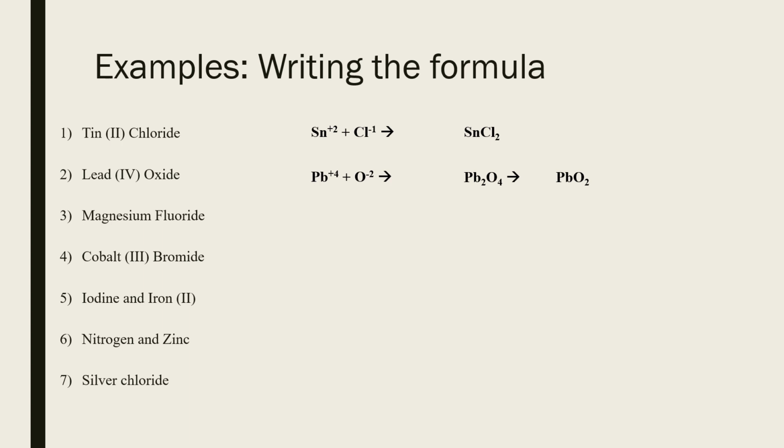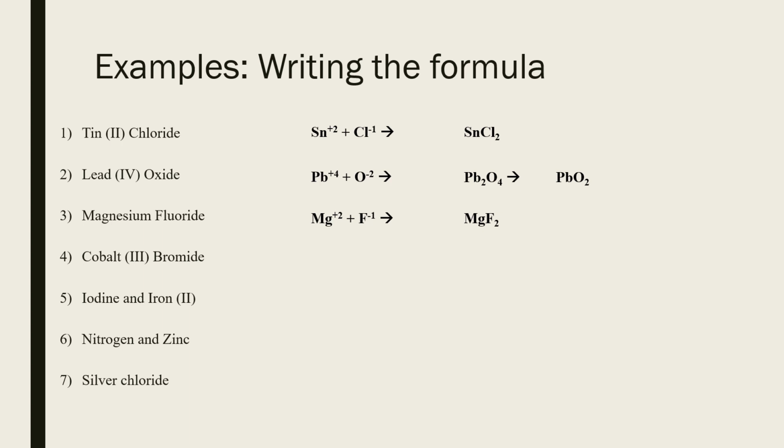Example 3, we have magnesium fluoride. Magnesium is not a transition metal. This comes from the front part of the periodic table, so we still know that magnesium's charge is plus 2 and fluorine's charge is minus 1. Again, drop and swap, and you should end up with MgF2.